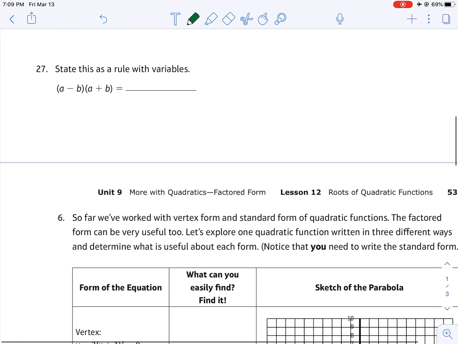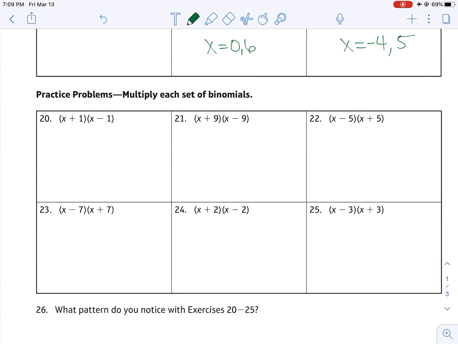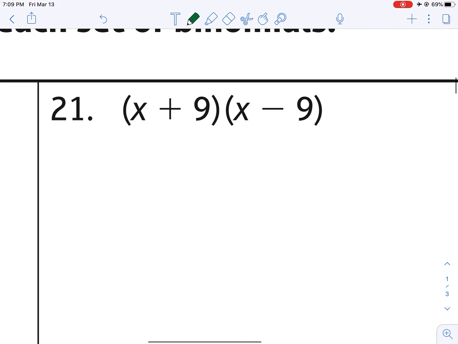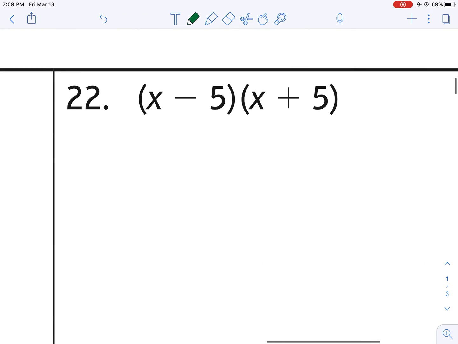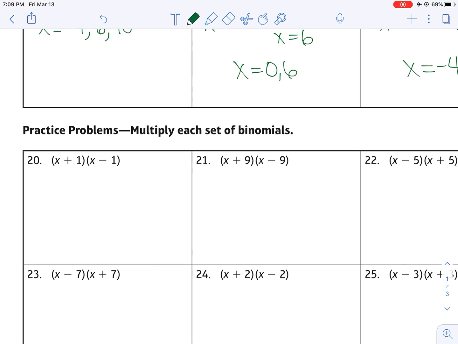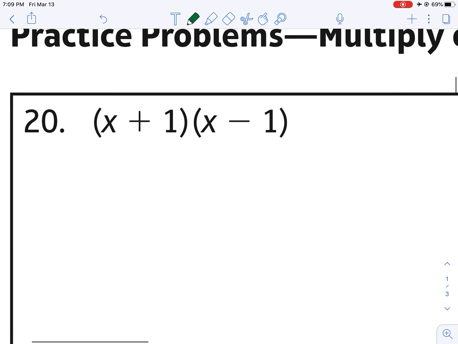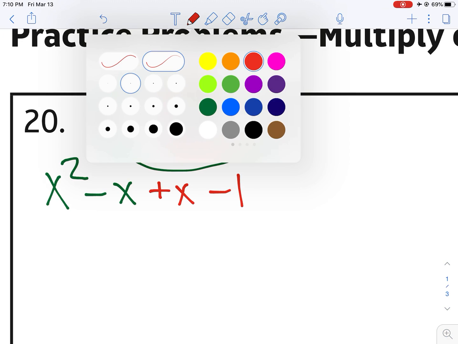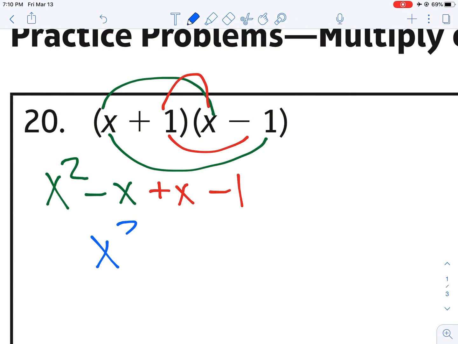Okay, now we're going to come down. No, we're not. We're going to go right here. We do need to talk about this a little bit. I want you to look at this. What do you notice about these two? Hopefully you notice that all 3 of them are basically the same factors, except one is positive and one is negative. If I multiply here, I would get x squared. If I multiply here, I would get -x. Here, I would get x, and here, -1. So when I put those together, I would get x squared minus 1.